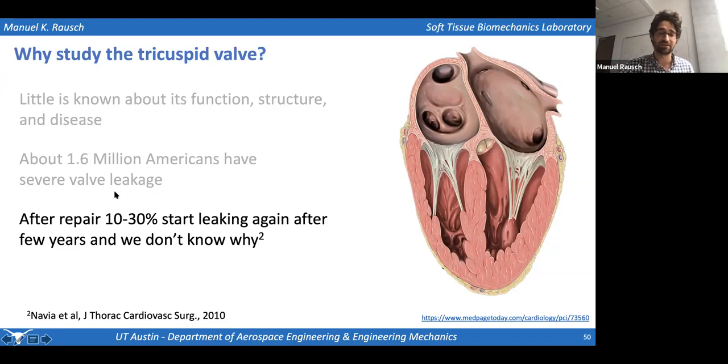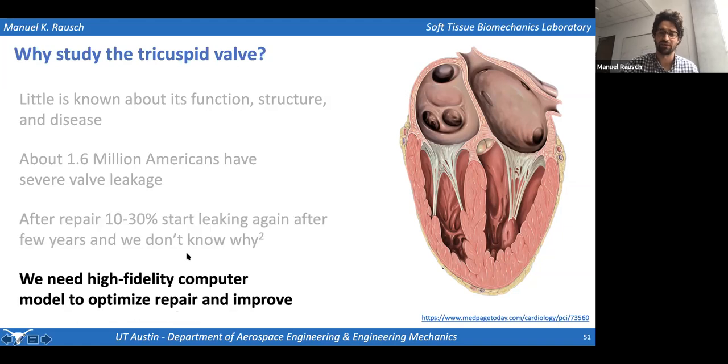And so it turns out that when we do repair it, which doesn't happen very often, there are only about 8,000 surgeries for these 1.6 million Americans, in 10 to 30% of those patients, the repair actually fails within a couple of years. Failing meaning that the valve starts leaking again, and we don't really understand why that is. And so again, I'd like to believe that a high fidelity computer model could help us optimize repair and improve the current outcomes.